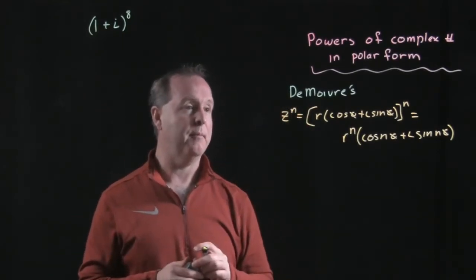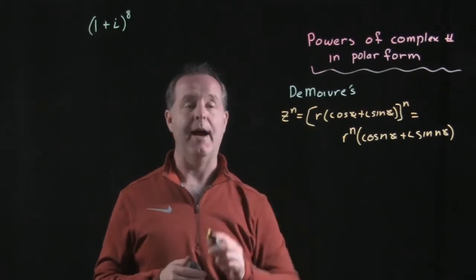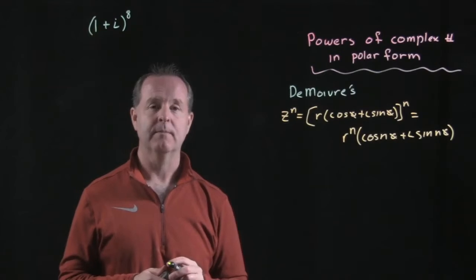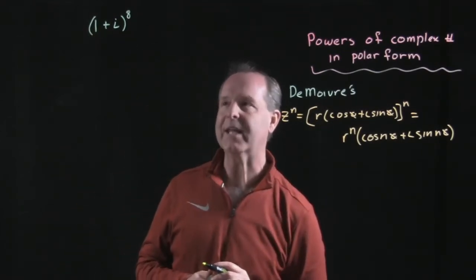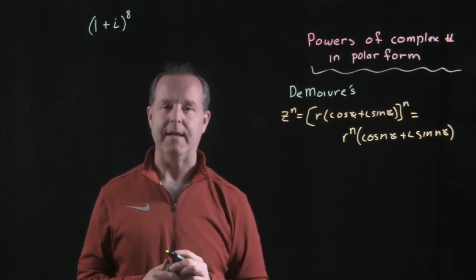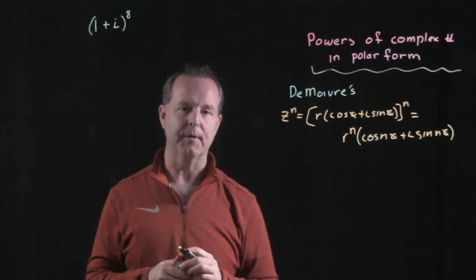Again, your French is probably better than mine. DeMoivre's theorem is his model for how to take a complex number in polar form and raise it to a power. So let's try to do that with a rectangular form, 1 plus i to the 8th. How would we use his theorem to work that problem through?